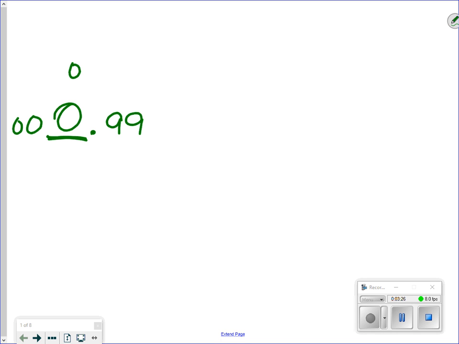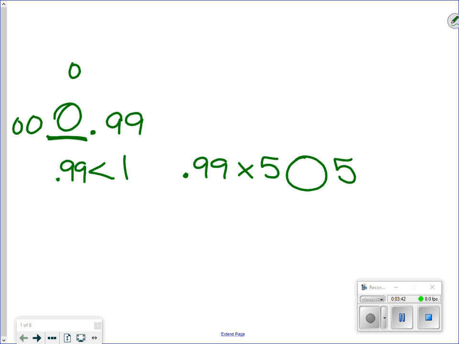And then there's zeros here too. So since this is less than 1, if I took this and multiplied it by this, my final product, 99 hundredths times 5, would be less than 5. This is just like a fraction. Because this is less than 1, because 5 times 1 is 5, my final product is going to be less.